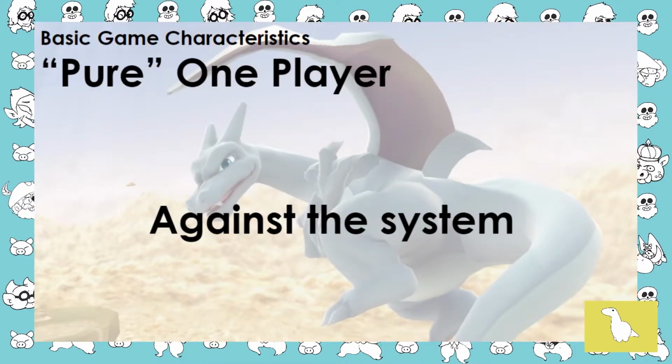Pure 1 player is where you're playing against the system. So you're not going against a simulated human or an actual human. It's literally playing against the system. So one example, the classic, is Tetris.